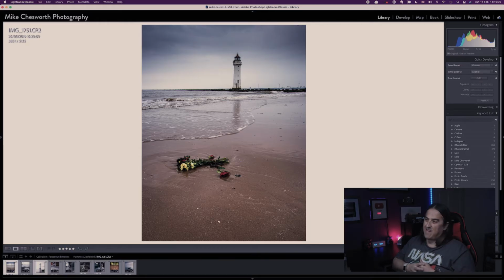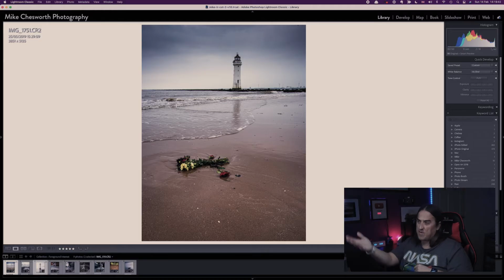So on this image here, I'm using foreground interest to tell a story. I think one of the things that we forget as photographers is to actually tell a story with our images. You can literally go and photograph a lighthouse like this, and there'll be 1,000,001 shots that'll probably look exactly the same because they're just trying to focus on the lighthouse.